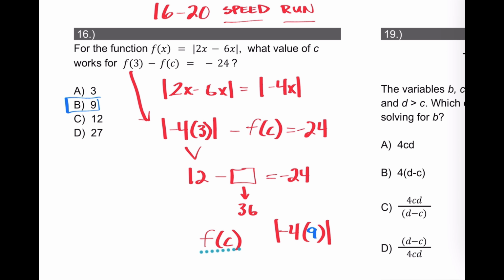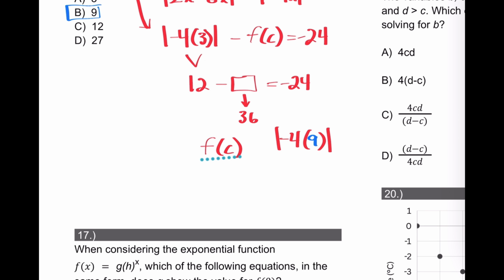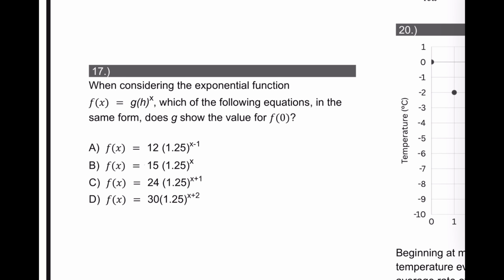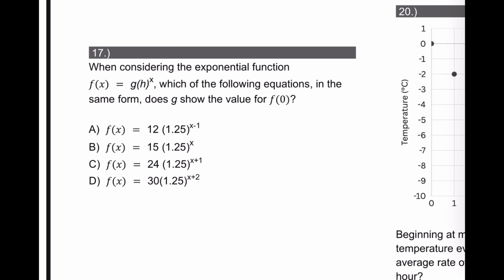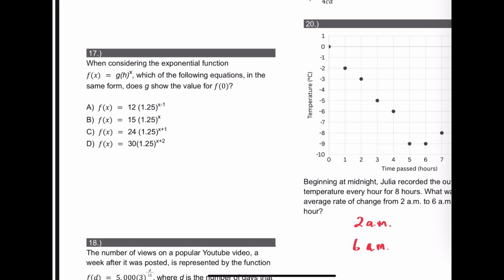Moving on to 17. It reads, when considering the exponential function f of x equals g times h to the power of x, which of the following equations in the same form shows the value of f of 0? It's a mouthful there. Really, they're paying attention to g, and they're saying when you plug in 0 for x, which of these has a g that will not change? That's what they're asking for there.